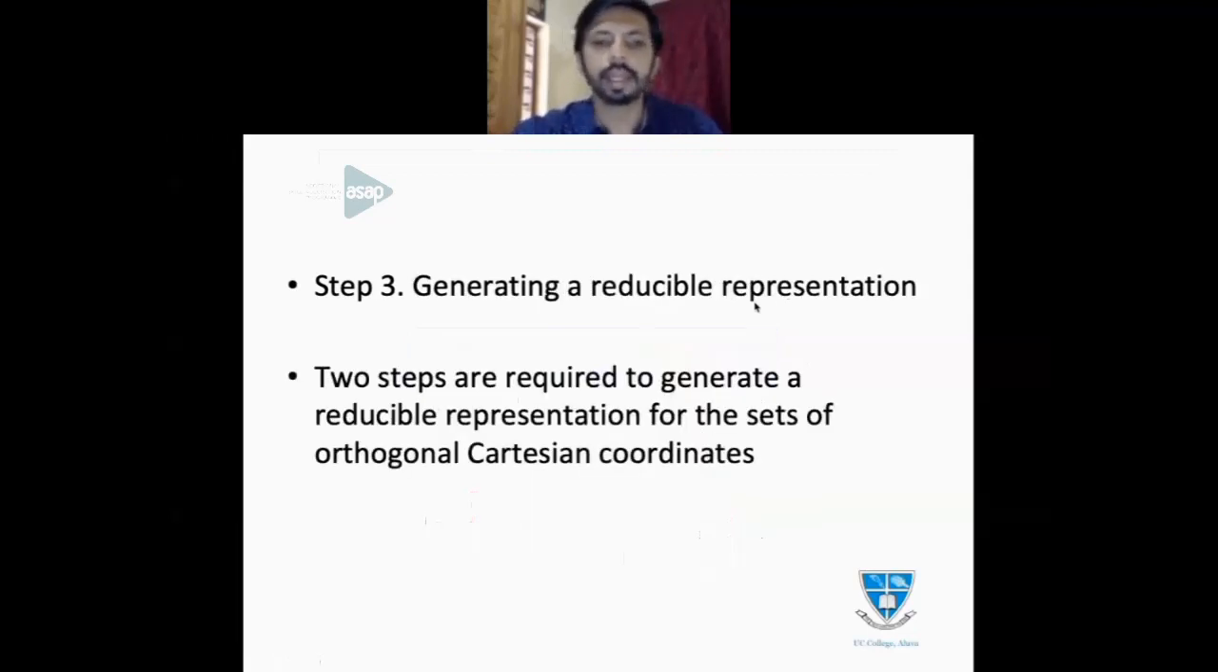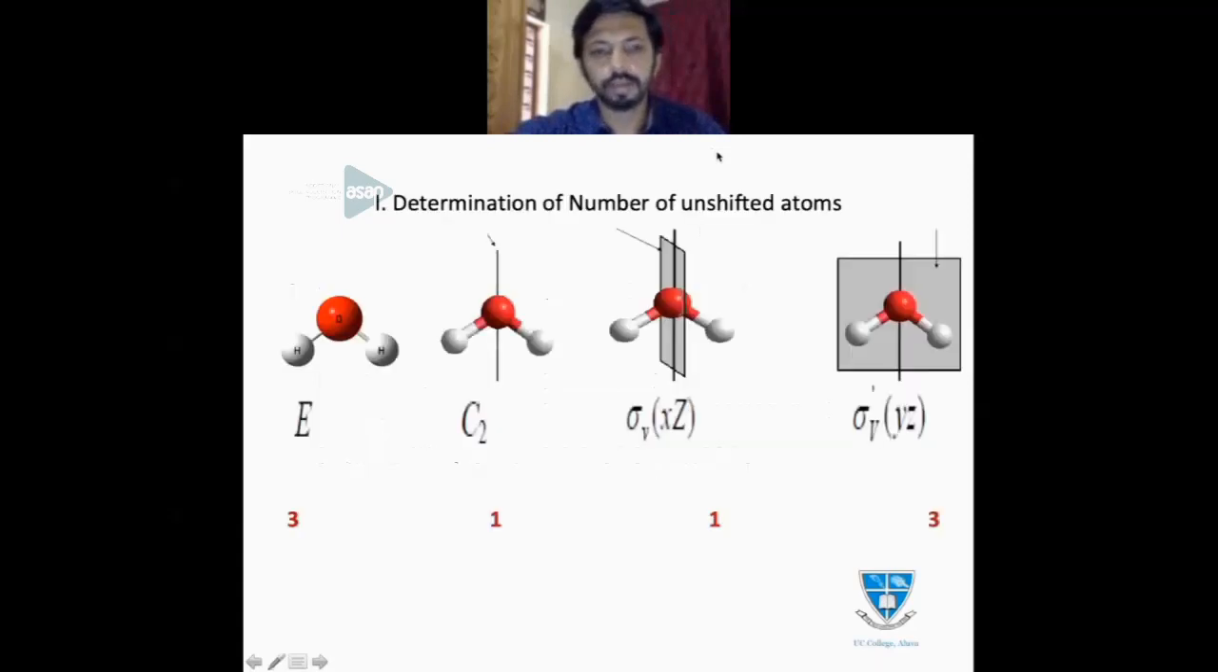Then step 3 is generating a reducible representation. The first step is the basis, the second is the determination of point group, and the third is generating a reducible representation. For the generation of the reducible representation, we need 2 steps. The first step is the determination of the number of unshifted atoms in each operation.